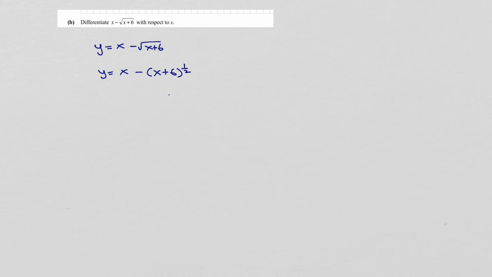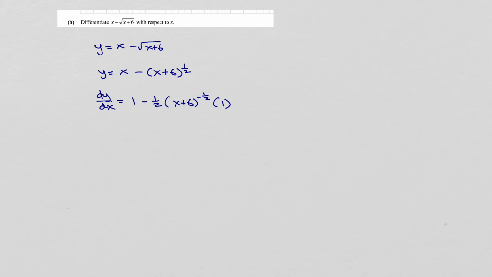So once I have every term as x to a power, I can then differentiate using the general rule, where I bring down the power and take 1 away from the power. So in other words, if I differentiate x, I just get 1. And if I differentiate minus x plus 6 to the power of a half, well, I'm using the chain rule here, so bring down the power, take 1 away from the power, and now multiply by the derivative of what's inside the brackets there.